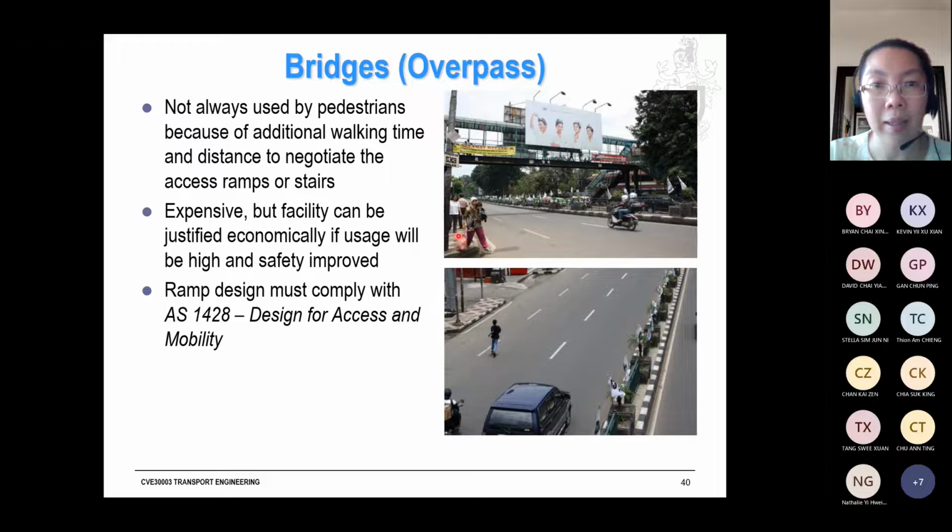But the issue is that we often see pedestrians not using the facility, or pedestrians will just cross however they like. This is because of the additional walking time, and sometimes because you have to climb up the stairs. That has been mitigated by putting in escalators, so that it is automated. But if the escalator is not working, then we see pedestrians will not climb up the stairs either. So these are the issues associated with overhead bridges.